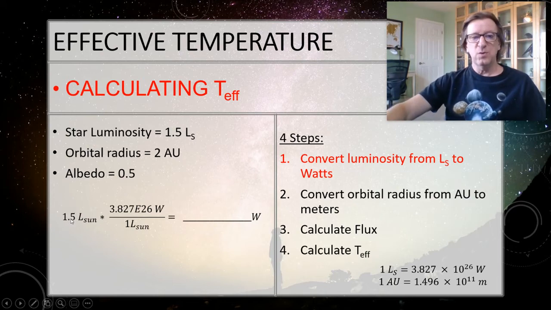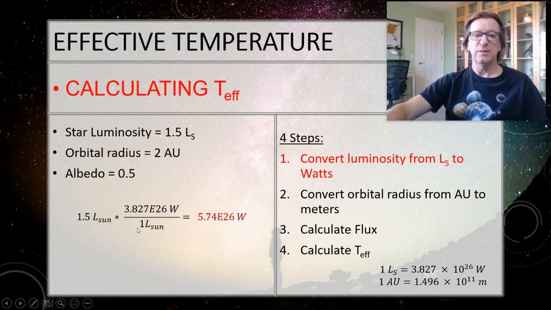All right, so you've got 1.5 solar luminosities. I want the solar luminosities to cancel, so I'm going to put it in the bottom. Remember, start with your units here. So I'll put my solar luminosity in the bottom, and I'll put my watts in the top. Then the numbers are glued to the units. So the 1 is glued to the solar luminosity. The 3.827 E26 is glued to the watts. The solar luminosities cancel. That's good. Leaves me with watts. 1.5 times 3.827 E26 divided by 1 then gives me 5.74 E26 watts.